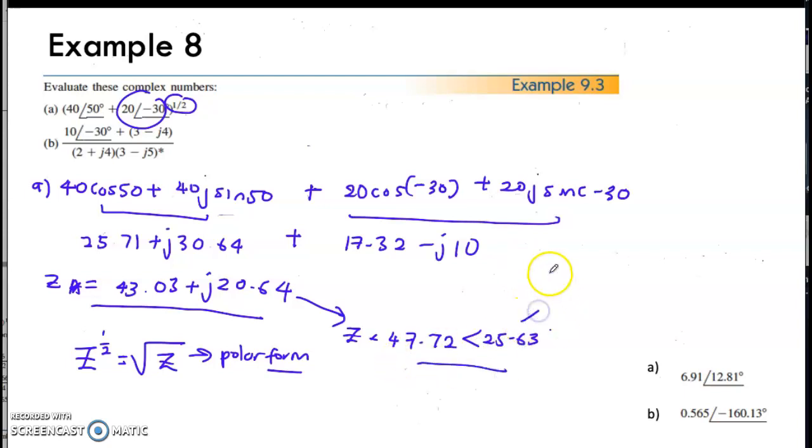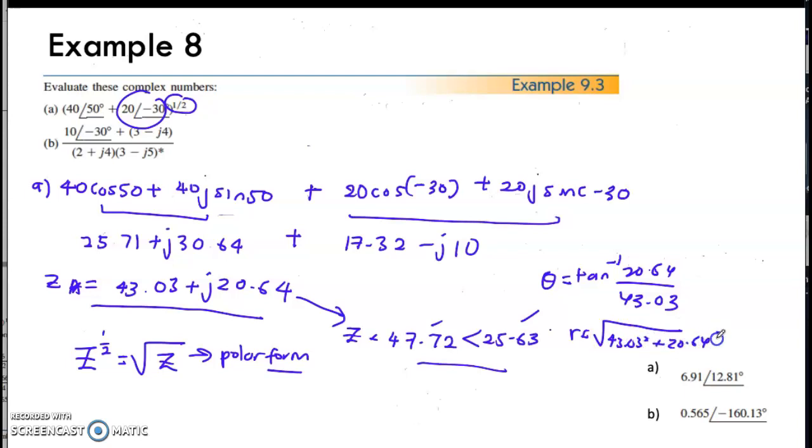Or you can do it manually. How do you get the angle? Theta equals tangent inverse of 20.64 divided by 43.03. How do you get R? R equals the square root of 43.03 squared plus 20.64 squared.